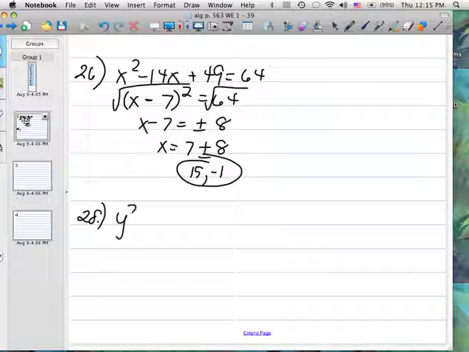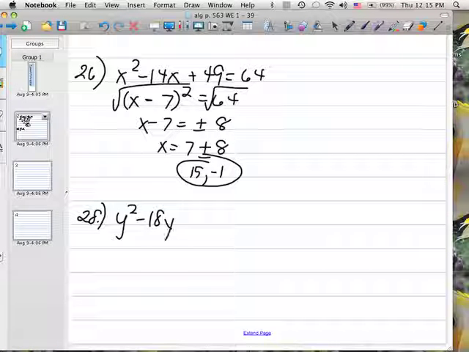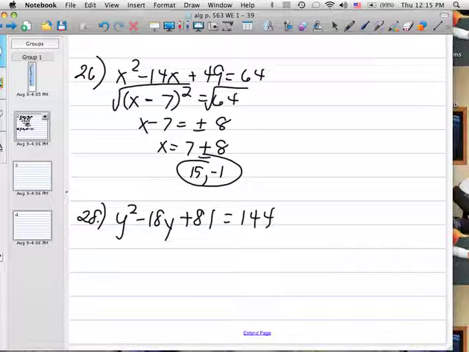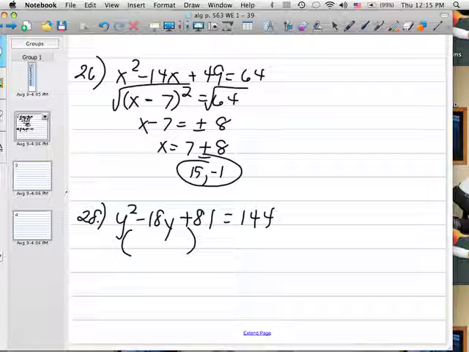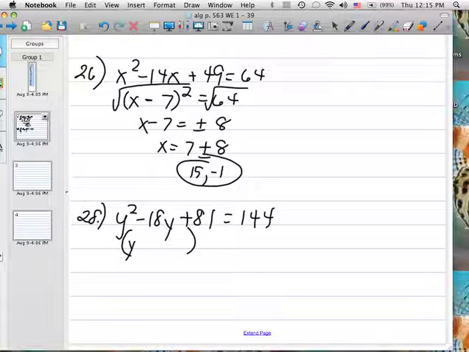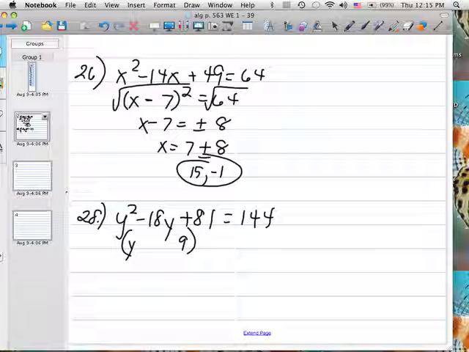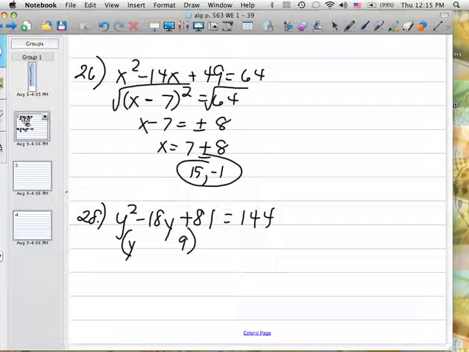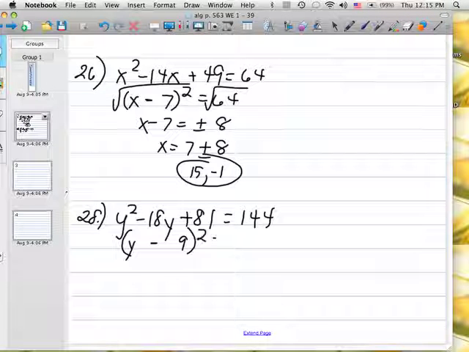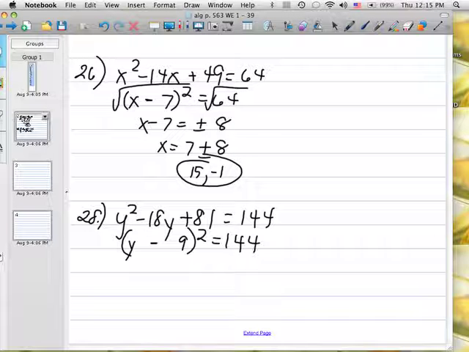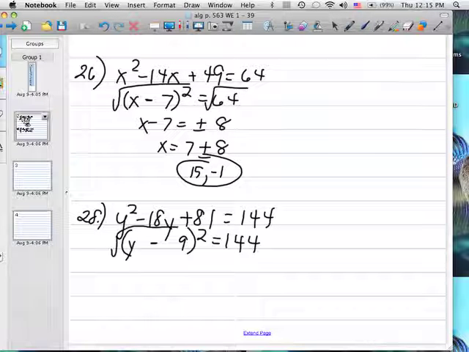28, we have y squared minus 18y plus 81 equals 144. Check to see if it's a perfect square trinomial. The square root of y squared is y. 81 is a perfect square, it's 9. That's 9y, and the middle term is twice that, so it is a perfect square trinomial. So we could rewrite it as y minus 9 quantity squared.